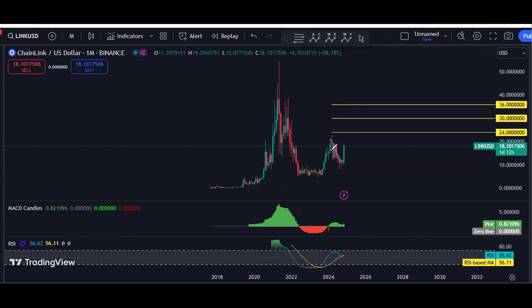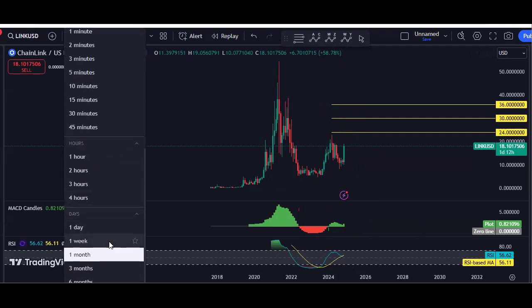That means we are looking at this point, we are looking at this correction, and we want to see the breakout of the 24. Then from there we can look for 30, 36, and the all-time high. That means the breakout of the 24 at this point is very important for us. This is what we can see based on the monthly chart.